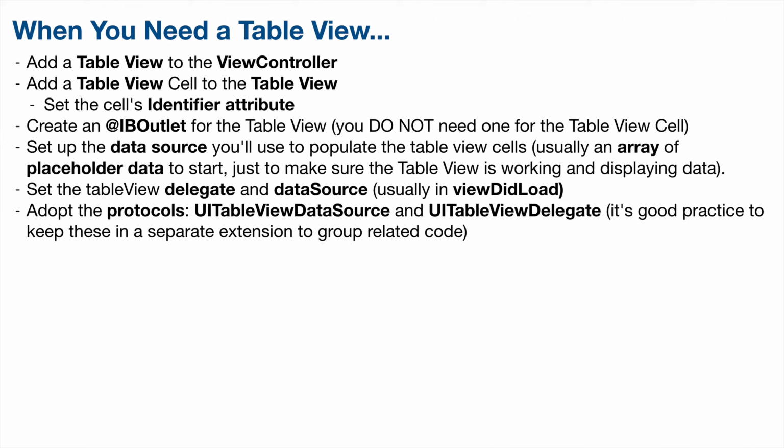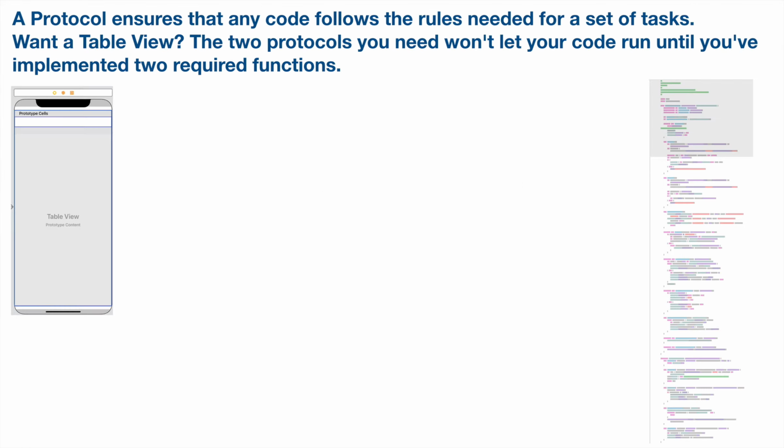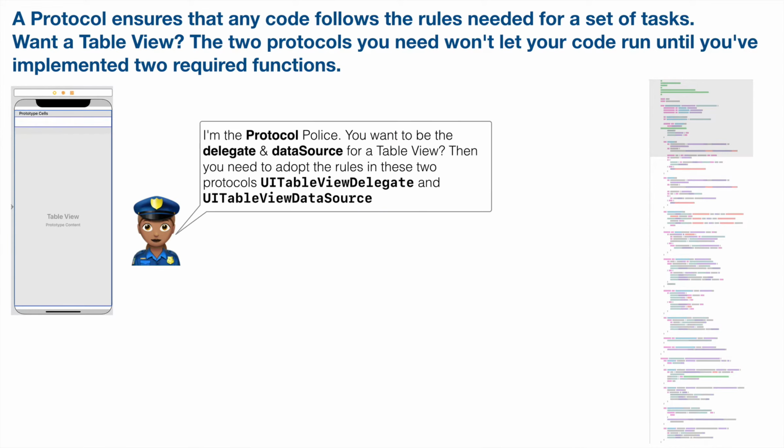Well, really what a protocol is, is a set of upfront rules that say, hey, if you want a specific functionality or you want to perform a specific set of tasks in your code, you're going to need to perform these things. Maybe it's declare some variables, use some data structures, or adopt some specific functions or methods. But a protocol will both remind you that you need these things and prevent your code from running unless you include them. So you can think of a protocol as sort of like an enforcement cop. I'm the protocol police. You want to be able to be the delegate and data source for a table view? Then you need to adopt the rules for protocols. And those two rules are UITableViewDelegate and UITableViewDataSource.